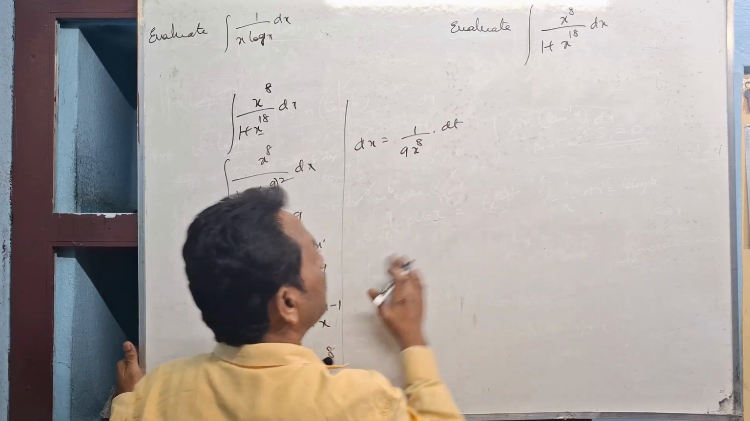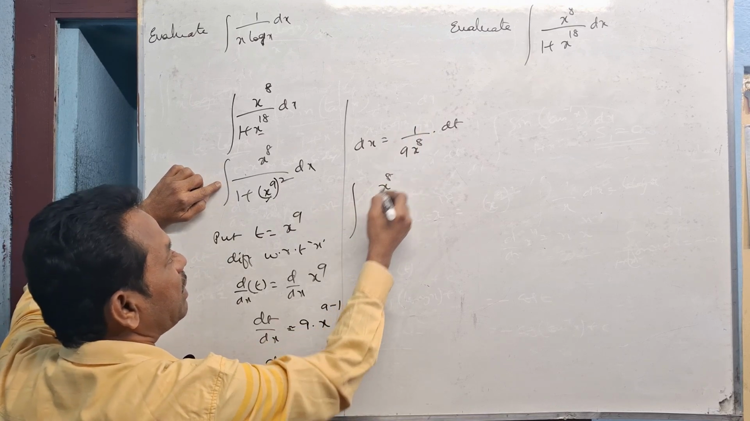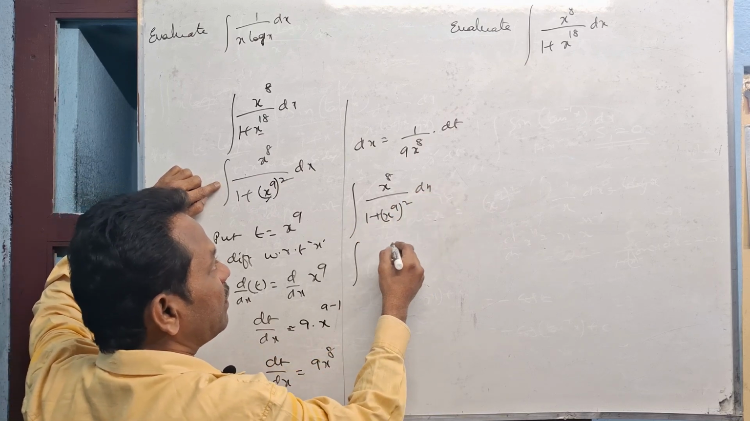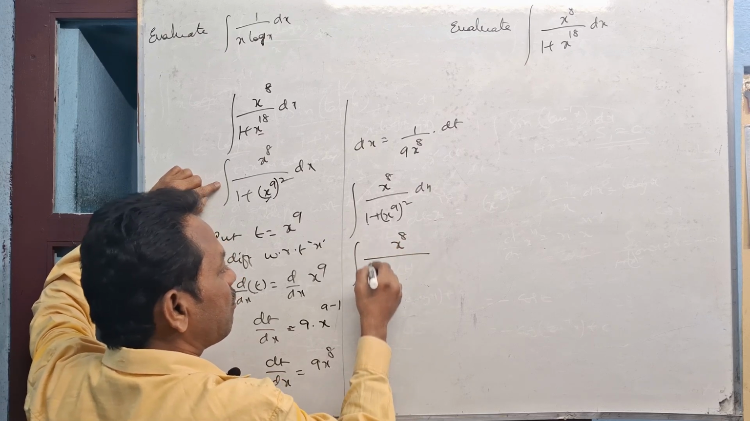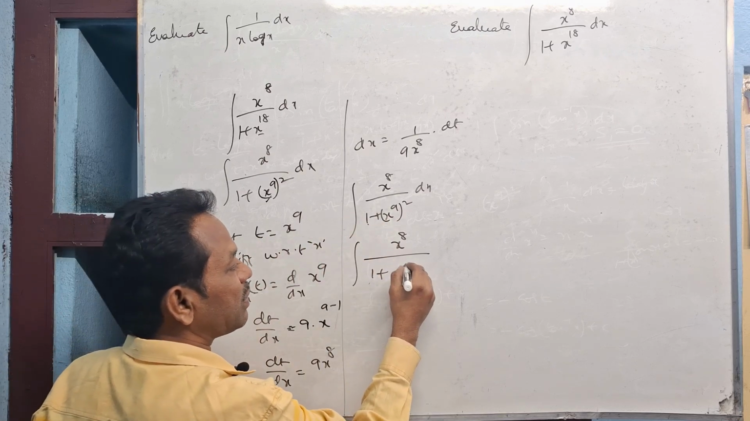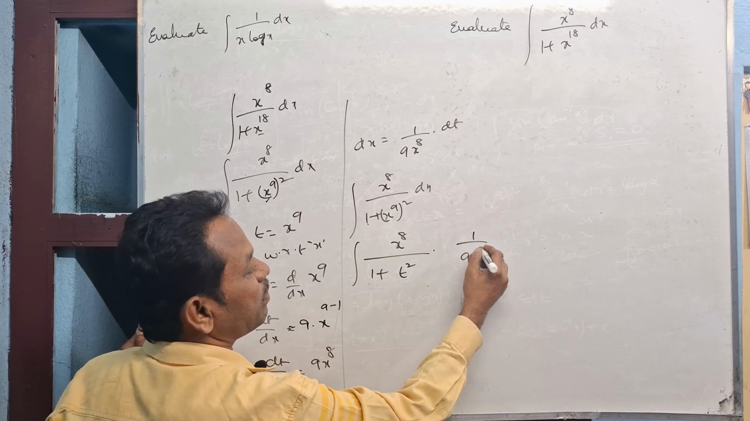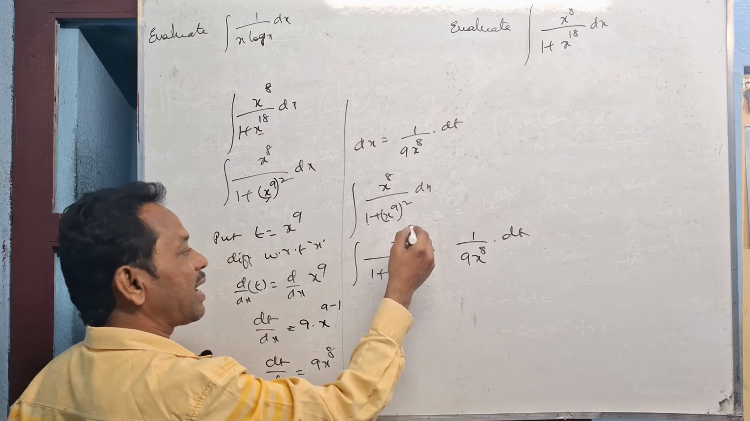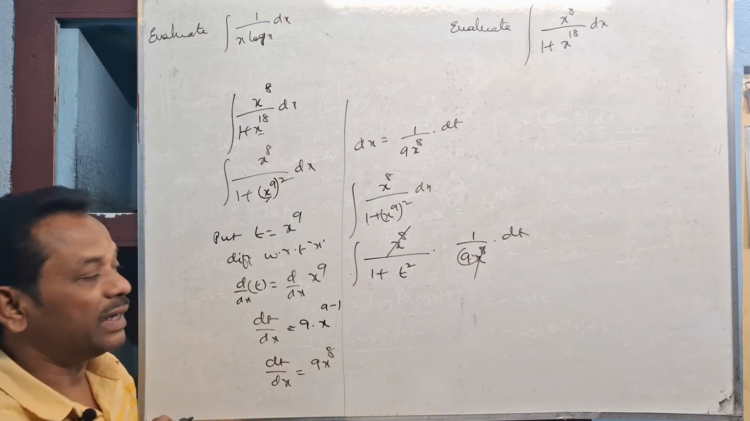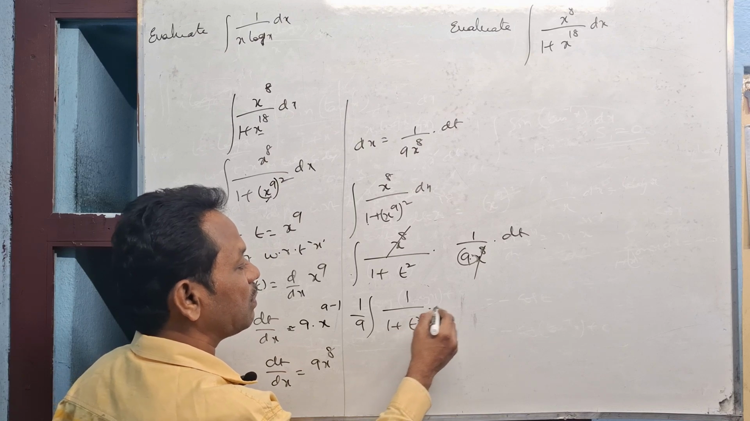Okay, now let us go for our question. Our question is integration of x power of 8 by 1 plus x power of 9 whole square dx. Now, integration of x power of 8 divided by 1 plus t square, since t is nothing but x power of 9, into dx. dx is nothing but 1 by 9x to the power of 8 into dt. So we can cancel x power of 8 and x power of 8. Here 1 by 9 is shifted outside the symbol. So we'll get 1 by 9 integration of 1 by 1 plus t square into dt.